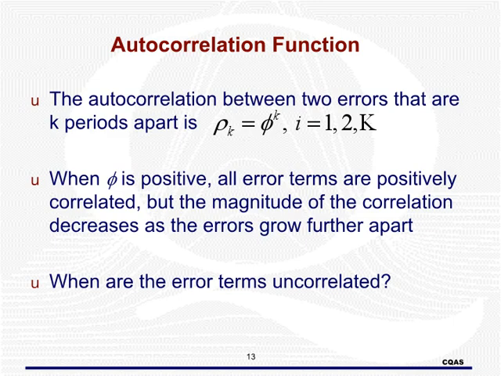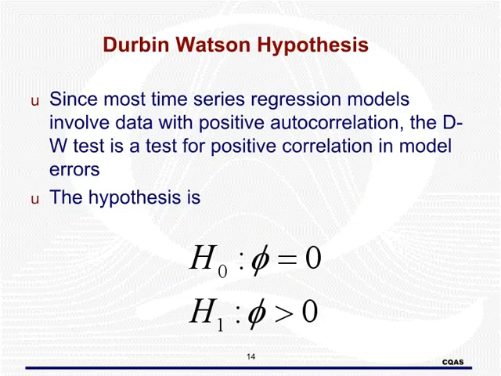The Durbin-Watson test is indeed a test, so we need to set up the hypotheses that we will be testing. We would like the null hypothesis to be an indication that the errors are independent, so we set this up to be phi equal to 0. The alternative in this case is that phi is positive.